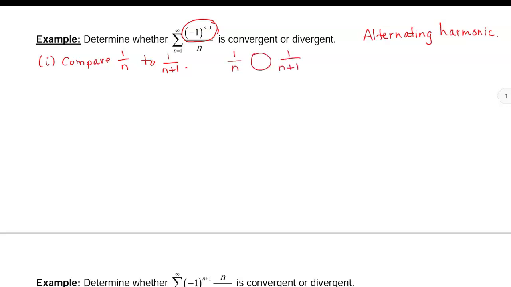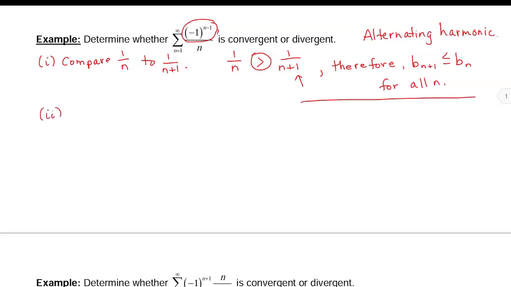The denominator of the second one is bigger. So if the denominator is bigger, that makes the fraction smaller. Our nth term is greater than the next term. Therefore, the next term is less than or equal to the nth term for all n. The first condition has been satisfied, and this is how you write that it's been satisfied.